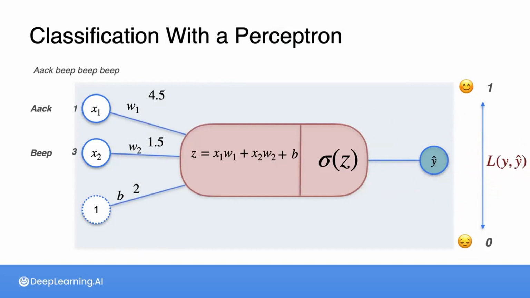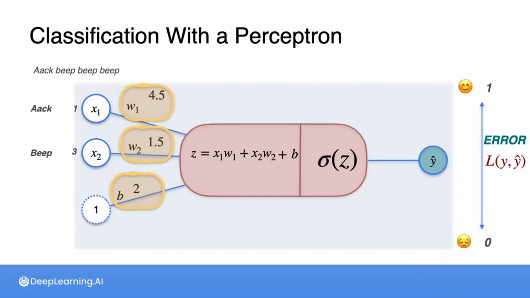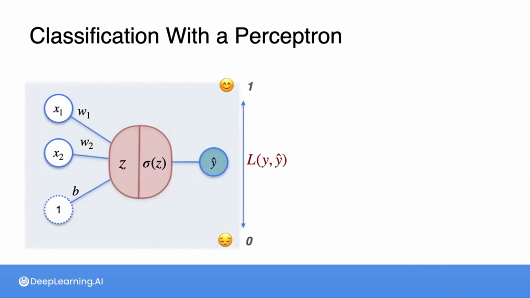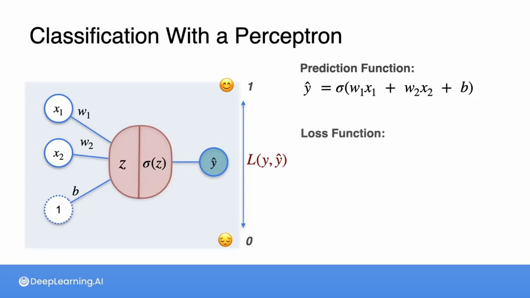Log loss is going to be called now L of y hat, and we're going to use that error to update the 3 weights and bring the error down. So let's recap. We have a prediction function y hat with an activation of sigmoid that is applied on the summation coming out of the perceptron, and we have a loss function that is the log loss.